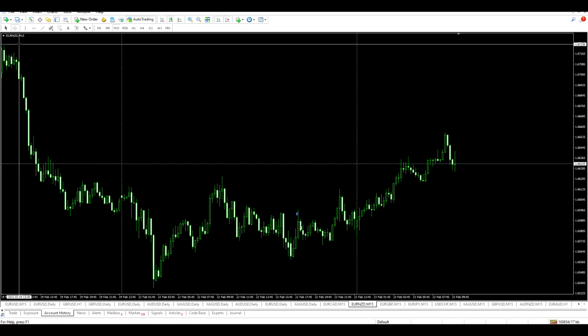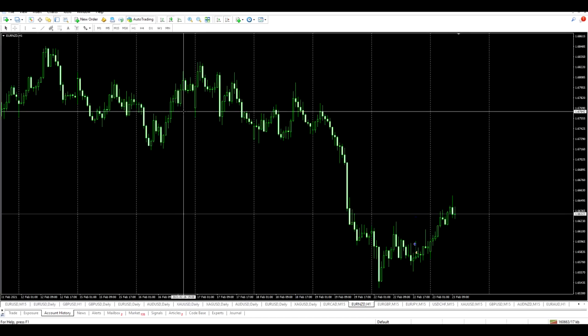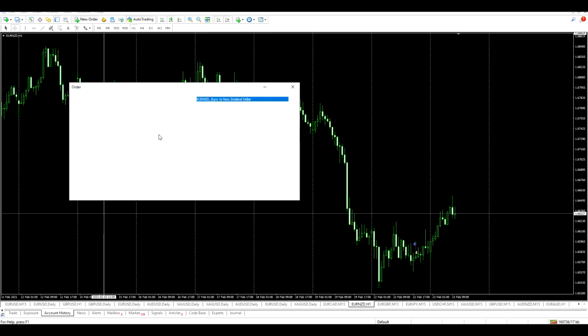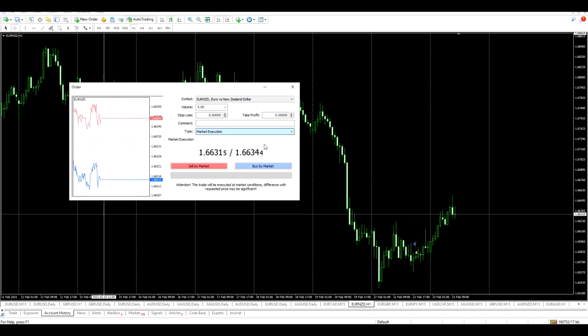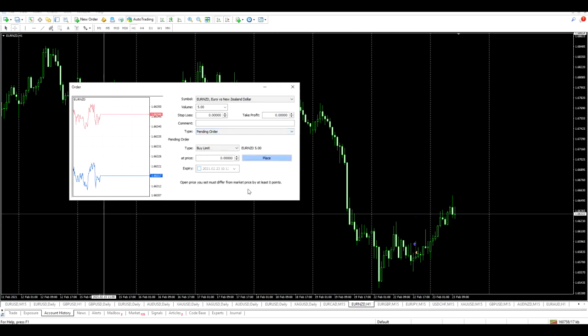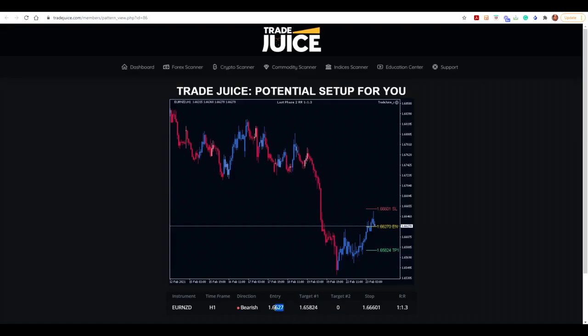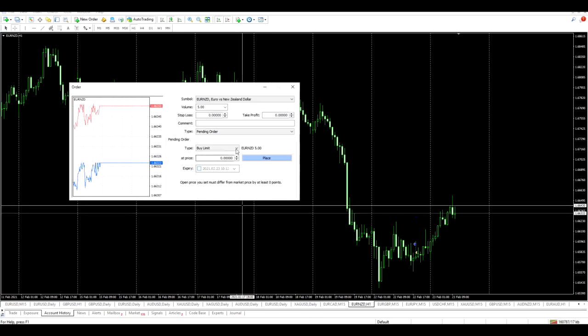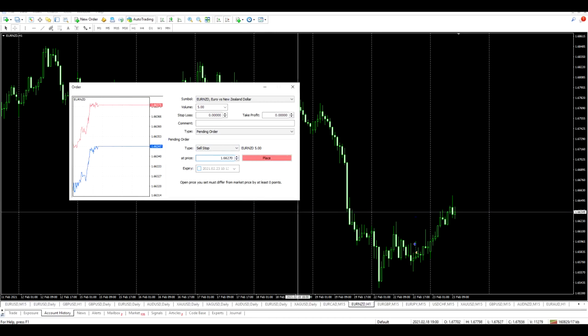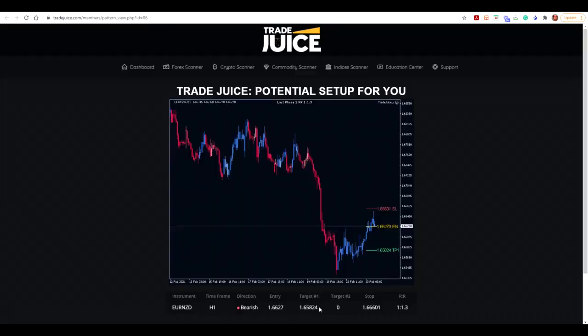What I'm going to do is go to the New Zealand dollar and go to the 1 hour time frame and enter a new order. Price is not yet at the point of entry, so I'm going to set up a pending order. All I'm going to do is copy the entry and put that in, and we're going bearish, so I'm going to put this in as a sell stop at price such. And then all I have to do is copy over my target, which is my take profit.